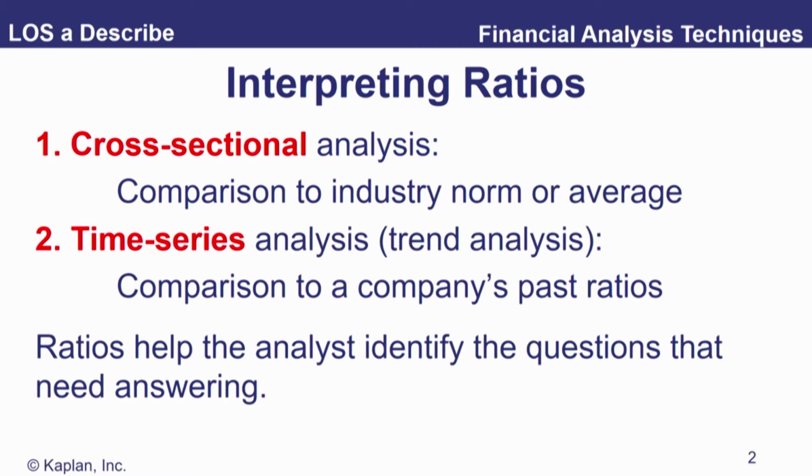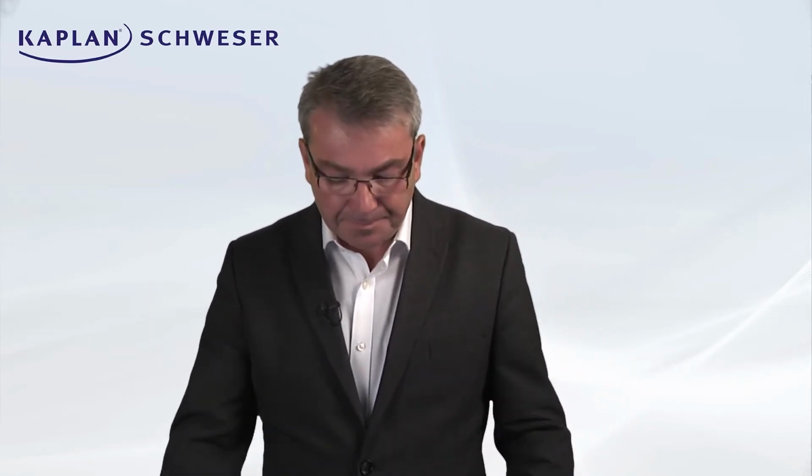Now, the alternative to that is time series analysis. With time series analysis, what we're going to be doing is looking at our single company, but looking at how its ratios change over time. Okay, so we're looking for trends in the ratios over a period of time. Now, it's very key when we look at ratios that we understand ratios actually identify the questions that we should be asking the company's management. They don't necessarily answer those questions in their own right.